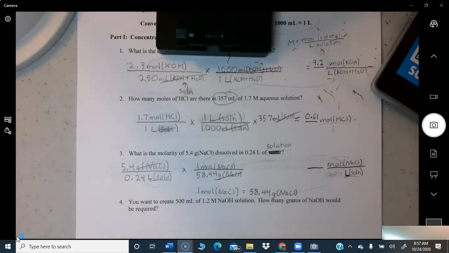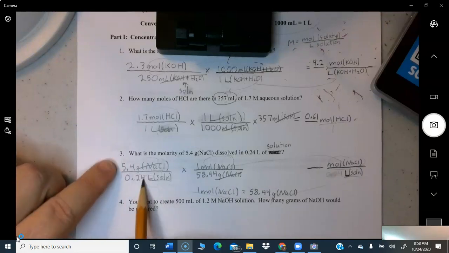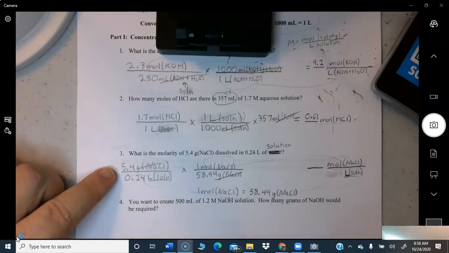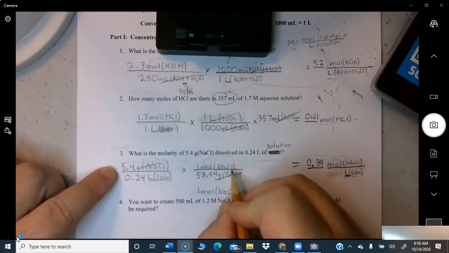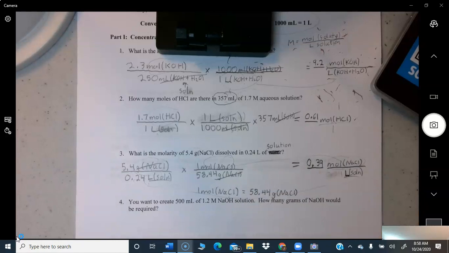5.4 times 1 divided by 0.24 divided by 58.44, and that's going to give us 0.385. Two significant figures here, so 0.39. And you can write a really long equal sign there, okay? Nothing else goes in between those two. All right.